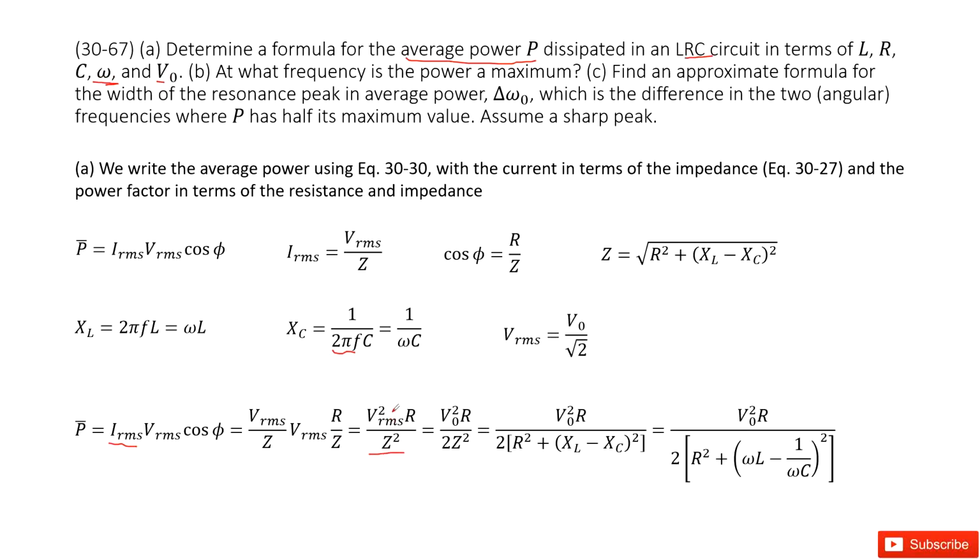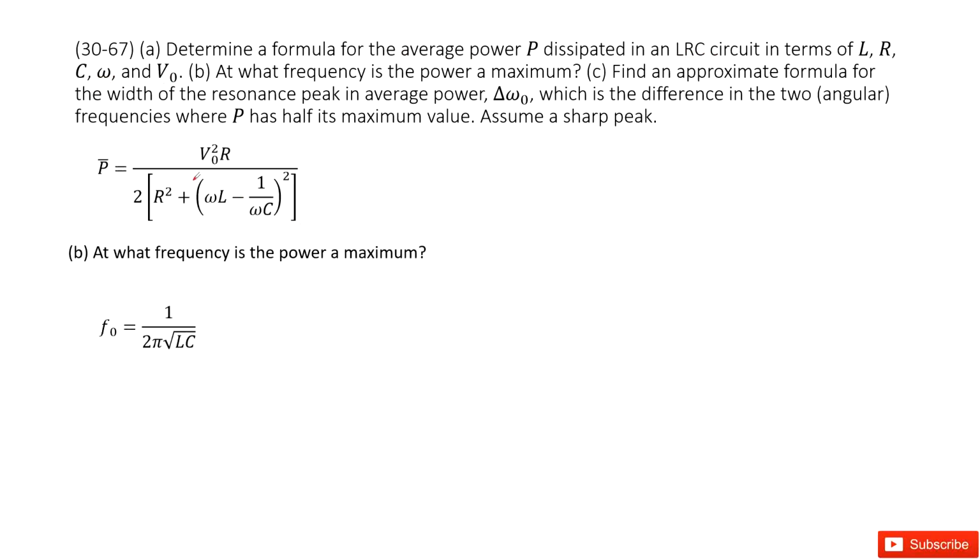Now we simplify it. It looks like this one. Now we replace the root mean square voltage with V0 divided by square root of 2. So then it looks like this one. In this equation, we can replace Z with the square root of R squared plus XL minus XC, squared. Now we need to put XL and XC in terms of omega. So we replace XL with omega L, and XC with 1 over omega C. Now we are done. It looks like this one.